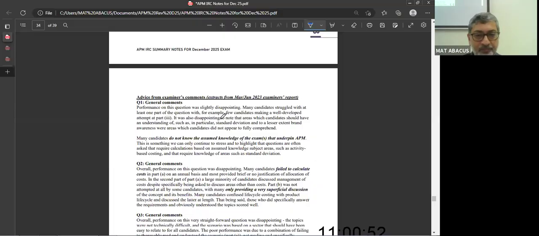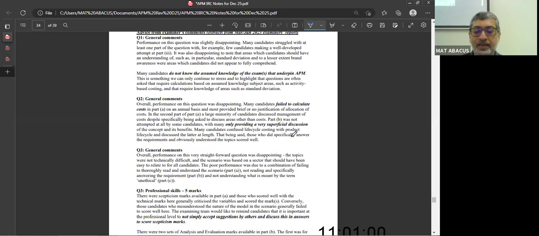And so that's why students don't really score very well on skepticism, because they always fail to explain why very well. Many candidates do not know the assumed knowledge of the exam that underpin APM. Again, it's a lack of knowledge. Then we also get answers where they fail to do the calculations. Many candidates fail to calculate costs in Part A on an annual basis, and most provided brief or no justification of allocation of costs. In the second part of A, a large minority of candidates discuss management of costs, despite specifically being asked to discuss areas other than costs.